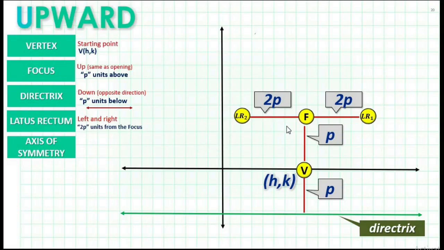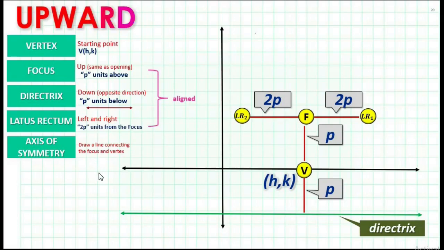Now, if you notice, the focus and the endpoints of the latus rectum are aligned. And for you to check if you are graphing correctly, you always need to take note that the focus and the endpoints of the latus rectum are always aligned. After that, we now plot the axis of symmetry.